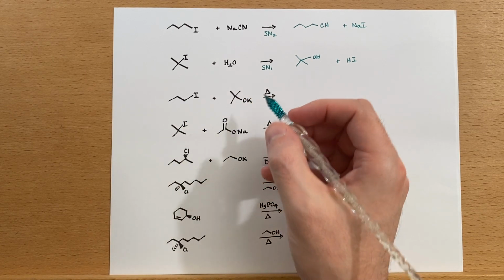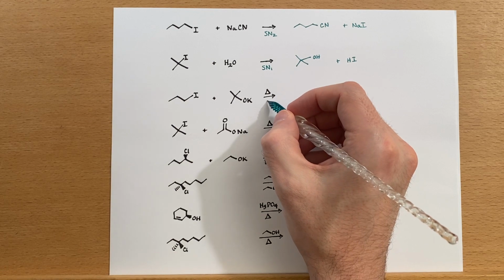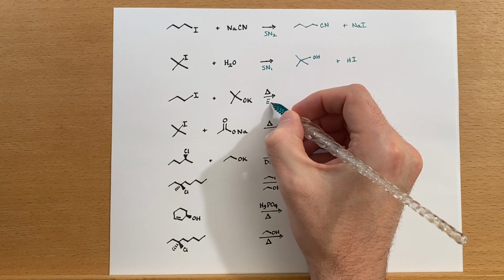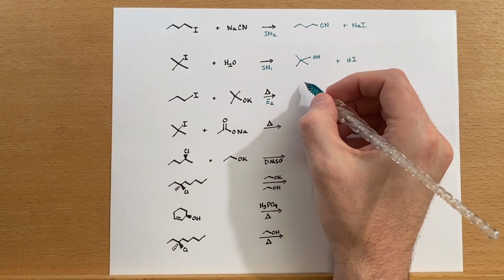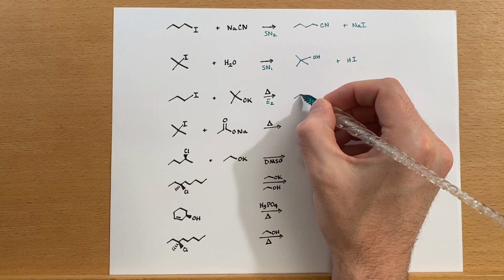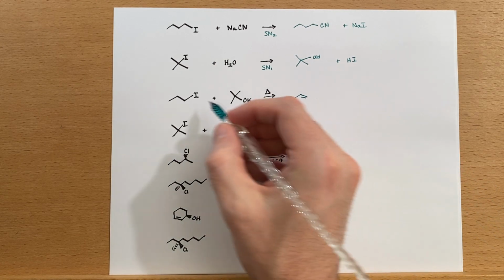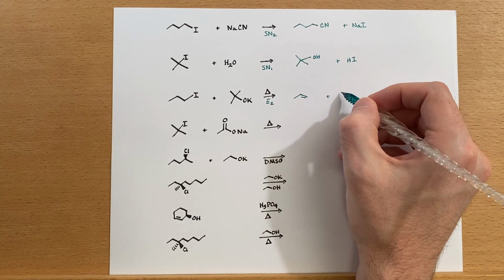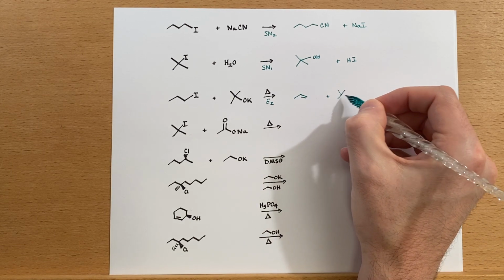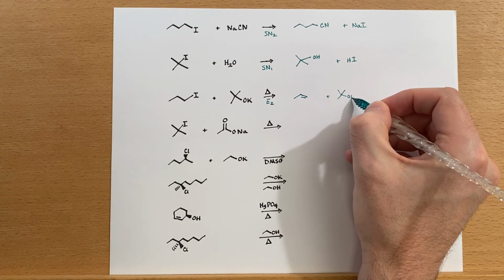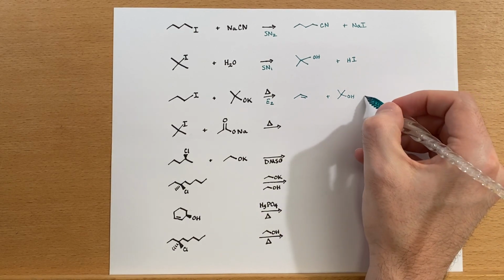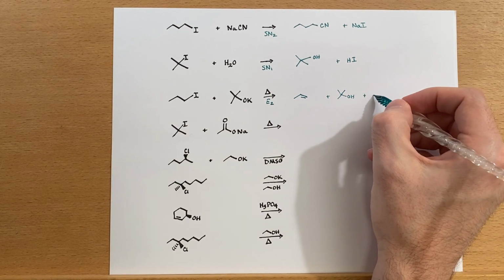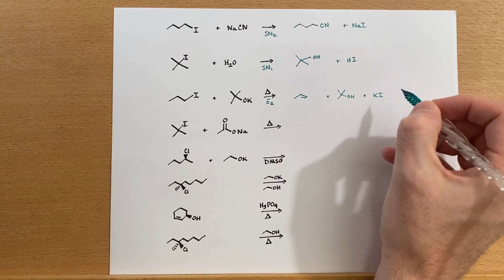And for primary carbon, we've just got to go with the bimolecular process because we don't want to go through a carbocation that's primary. That would be unstable. And then we'll also make the other products here. It's not really a side product. The other products.